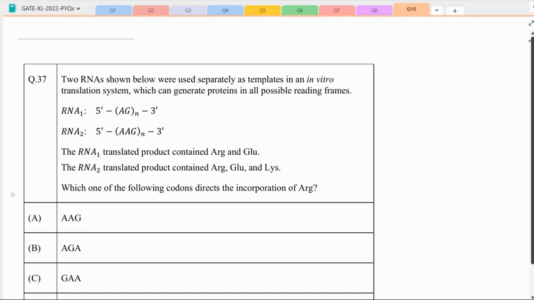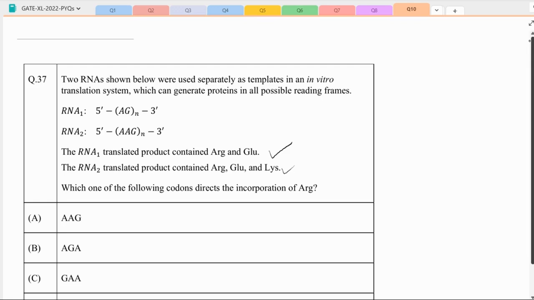So RNA1 has 5' AG repeated n times to 3', and RNA2 has 5' AAG repeating n times to 3'. The RNA1 translated product contained arginine and glutamate, and the RNA2 translated product contained arginine, glutamate, and lysine. Which one of the following codons directs the incorporation of arginine?